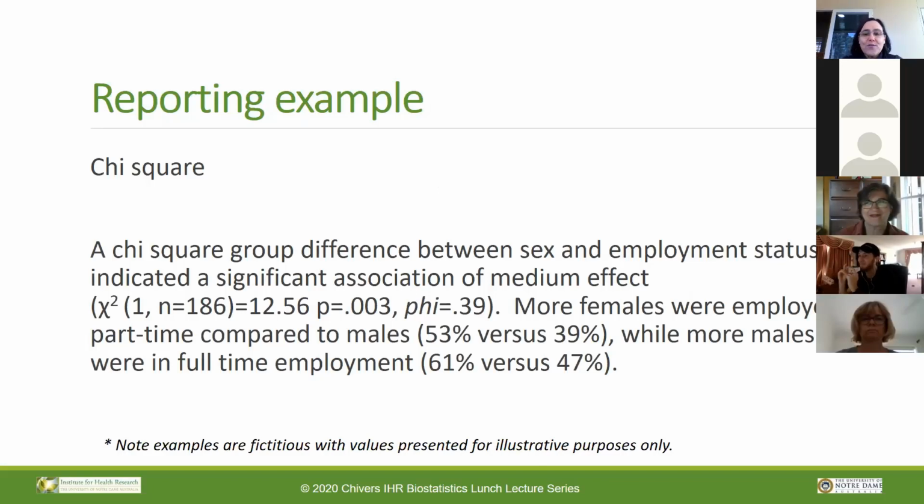A chi-square group difference between sex and employment status indicated a significant association of medium effect. And then you see the chi-square result presented and the effect size reported. And then I go further to explain where those differences might lie. So just providing a bit more information. So again, that's how you would embed an effect size within the reporting of the results.